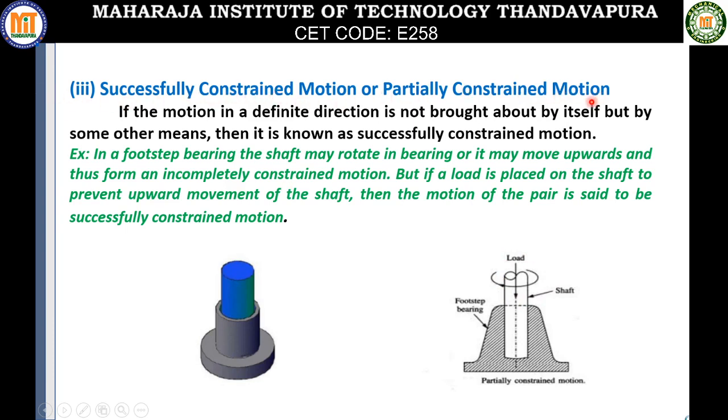partially constrained motion. It is very difficult to understand, but it is a possibility of constrained motion wherein I can convert the incompletely constrained motion to completely constrained motion. Okay, so that kind of constrained motion is called successfully constrained motion.